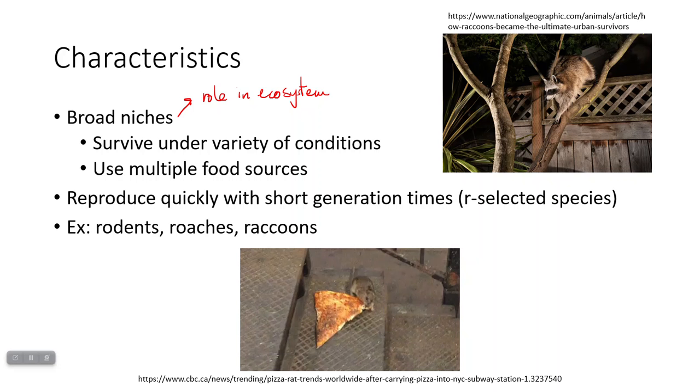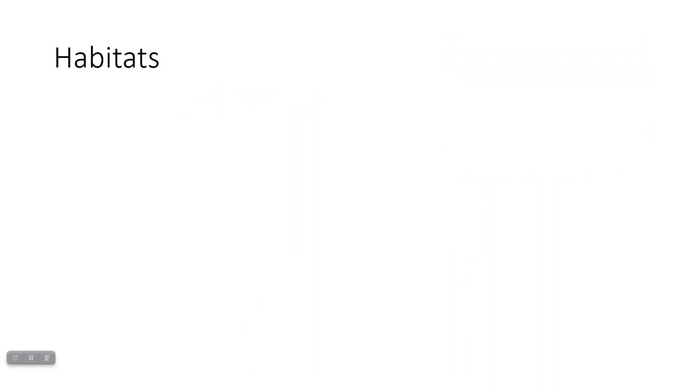And some examples of them, I think of the three R's: rodents, roaches, raccoons, but these are by no means the only types of generalist species. In general, if it can survive under a lot of conditions, it's a generalist.